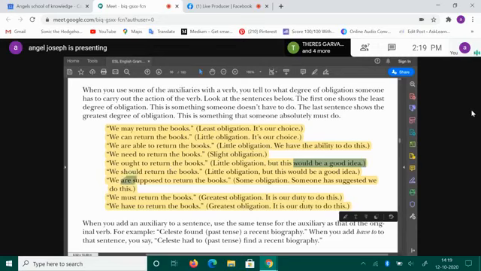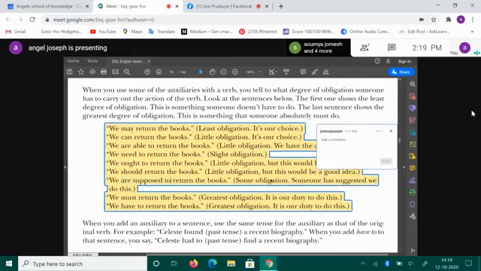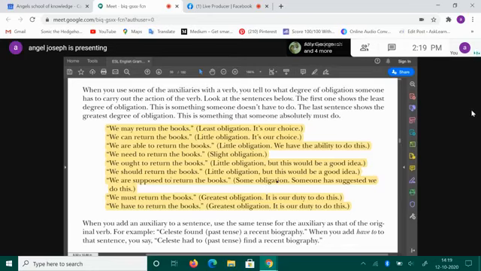Next one, we are supposed to return the books. When you say we are supposed to, the level of obligation increases. So there is somebody saying, or there is somewhere a rule that you should return the books, or there will be consequences if you do not. That's what you are showing here by using we are supposed to return the books.